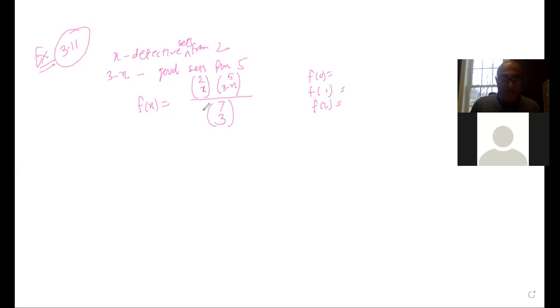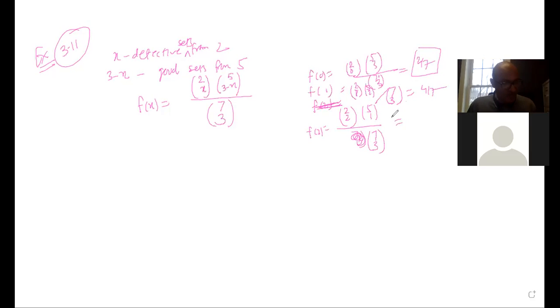If you plug in the values, F of 0 will be 2C0 times 5C3, divided by 7C3. You're going to get one number, and that number will be 2 over 7, if I'm not wrong. Then F of 1 is 2C1 times 5C2, divided by 7C3, and that is nothing but 4 by 7. The third part is F of 2, which is 2C2 times 5C1, divided by 7C3, and that will be equal to 1 over 7. Right, guys?